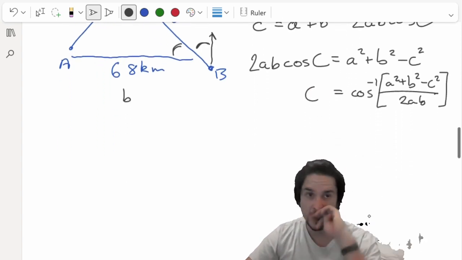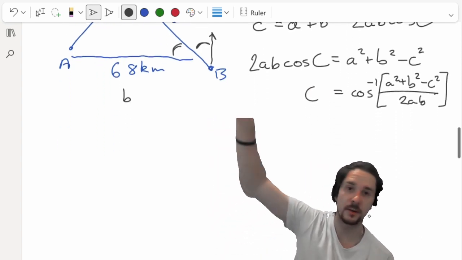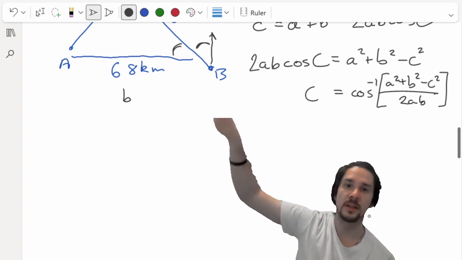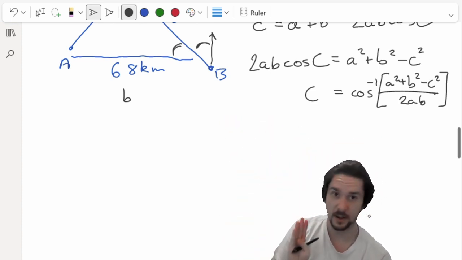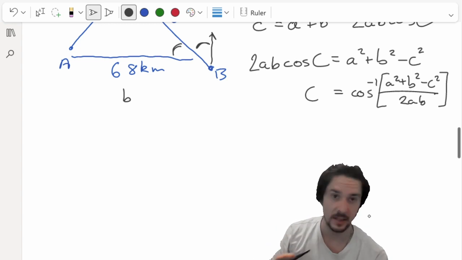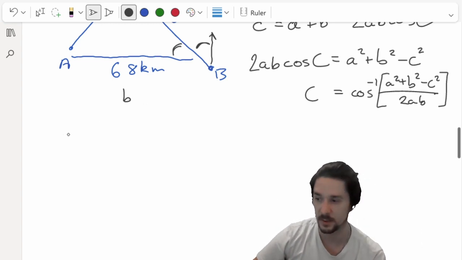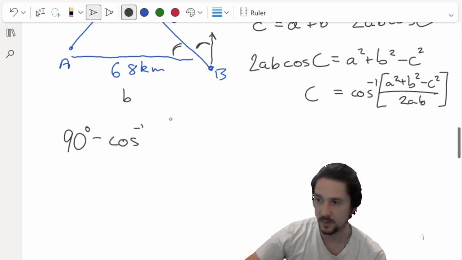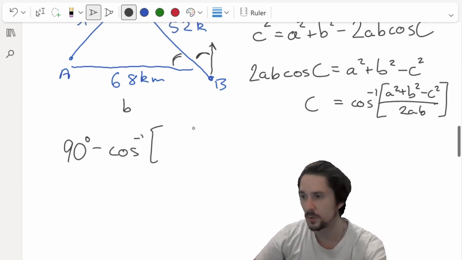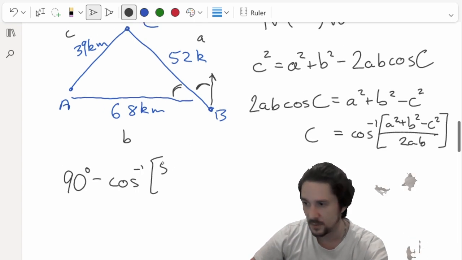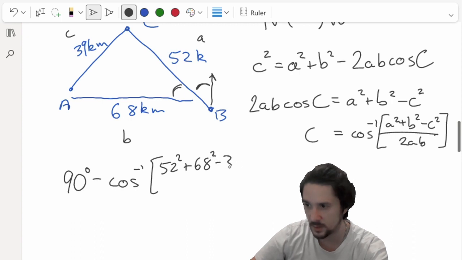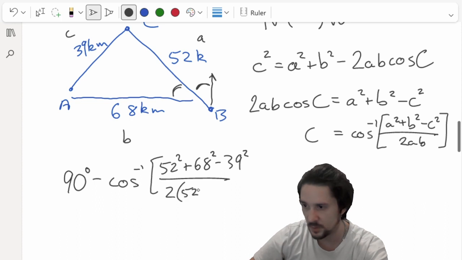Okay, now here's the kicker. Because we're looking for that other angle, what we need to do is 90 minus this. And I always advocate putting everything in the calculator in one step. So here's what I'm going to put in my calculator: 90 degrees minus cosine inverse of, so a squared is 52 squared plus 68 squared minus 39 squared over 2 times 52 times 68.